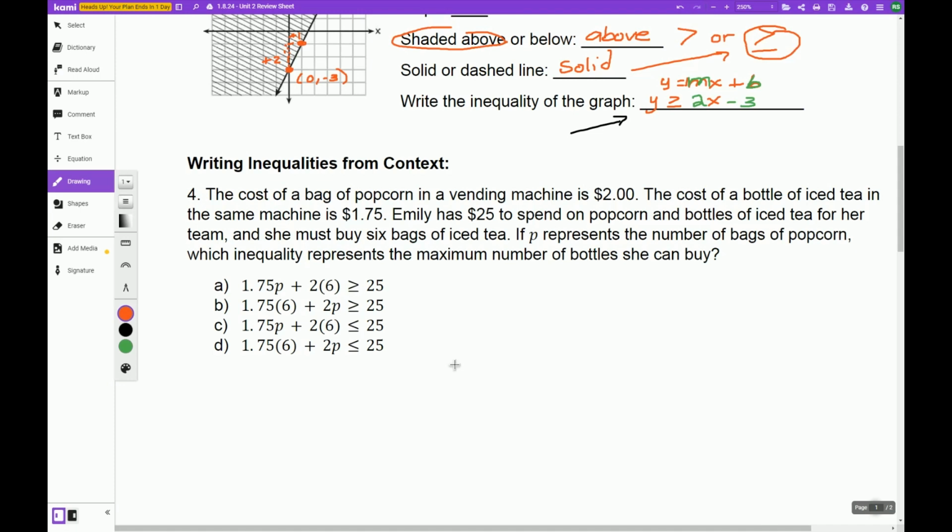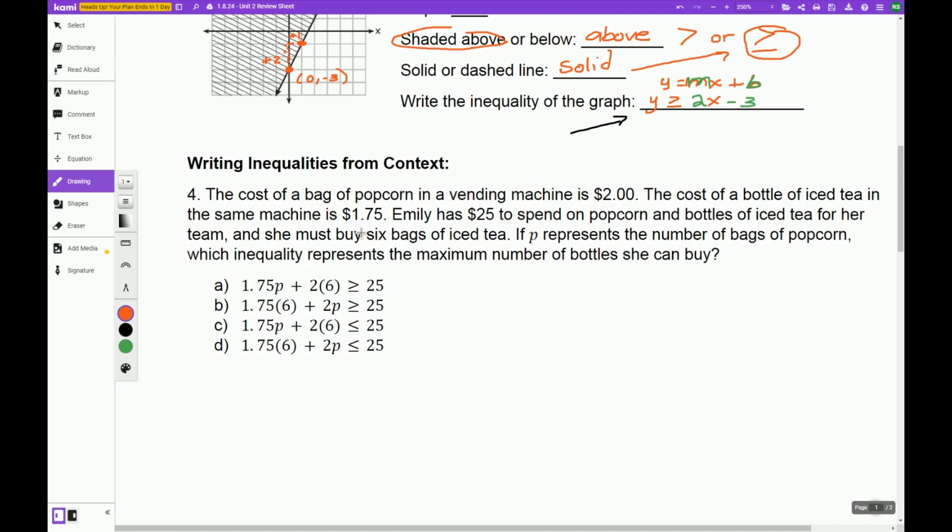The cost of the bag of popcorn in a vending machine is $2. The cost of the bottle of iced tea in the same machine is $1.75. Emily has $25 to spend on popcorn and the bottle of iced tea for her team, and she must buy 6 bottles of iced tea. If P represents the number of bags of popcorn, which inequality represents the maximum number of bottles she can buy?